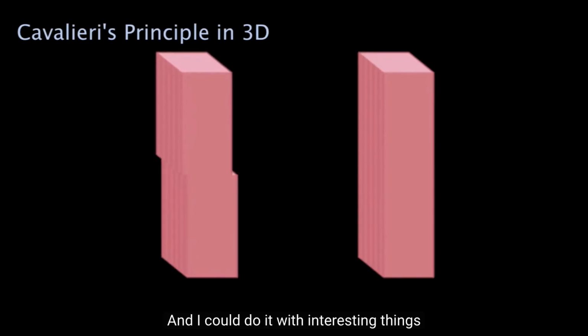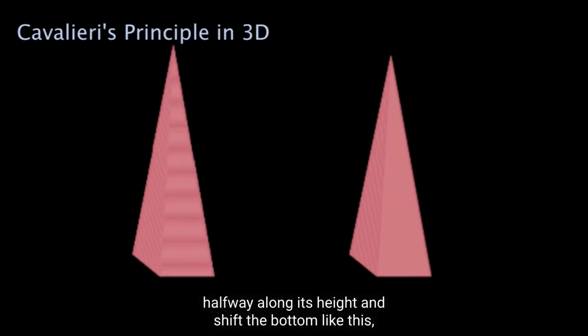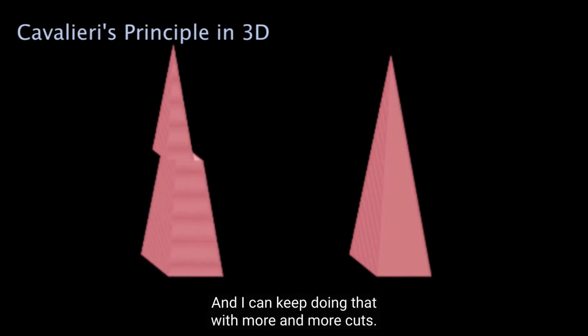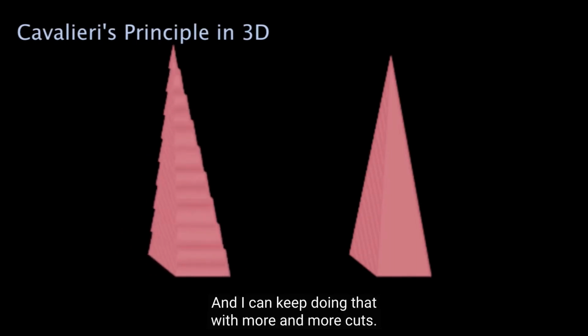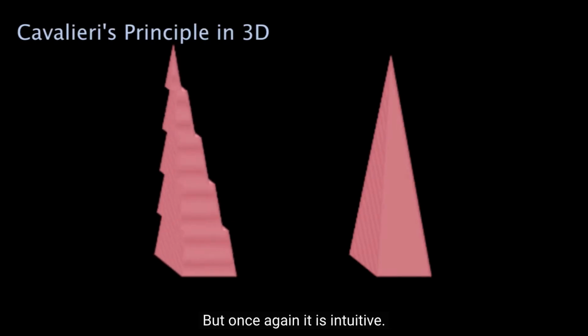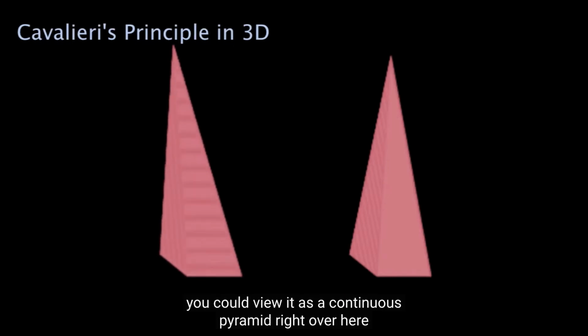And I could do it with interesting things like, say, a pyramid. These two pyramids have the same volume, and if I were to cut the left pyramid halfway along its height and shift the bottom like this, that doesn't change its volume. And I can keep doing that with more and more cuts. And because these figures have the same height, and at any point on that height the cross-sectional area is the same, they have the same volumes. But once again, it is intuitive. And it goes all the way to the case where you could view it as a continuous pyramid right over here that has been skewed.